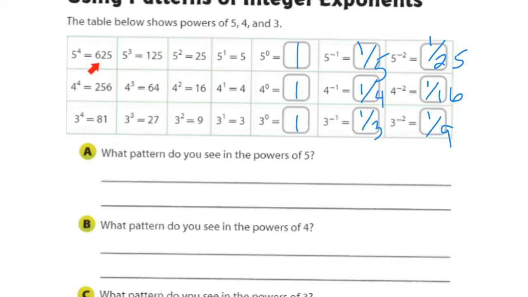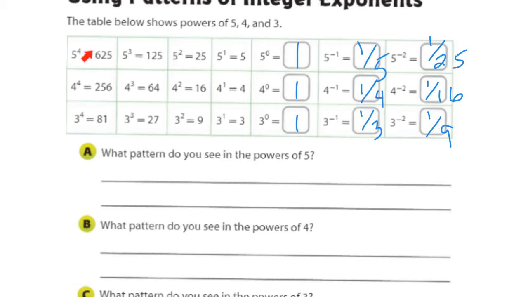You're dividing by 5. 625 divided by 5 is 125. 125 divided by 5 is 25. 25 divided by 5 is 5. And then again, you go down one step. 1 minus 1 is 0. 5 divided by 5 is 1. And then you cross over to the negative exponent, and you're still going to divide 1 by 5. Dividing 1 by 5 is 1/5.